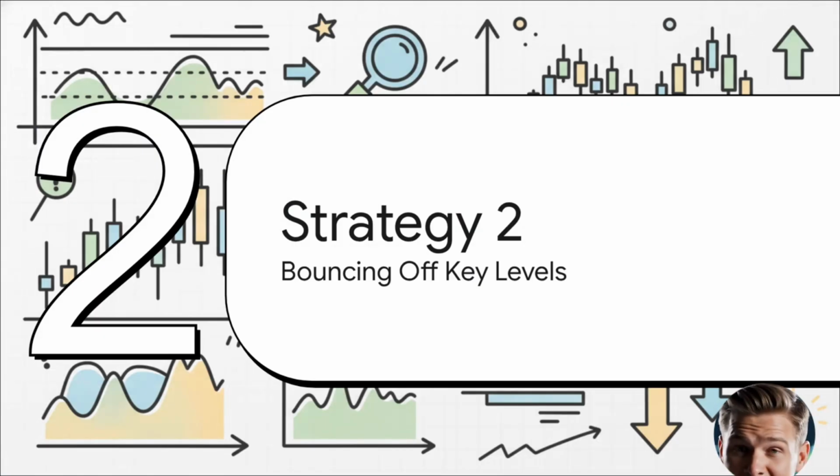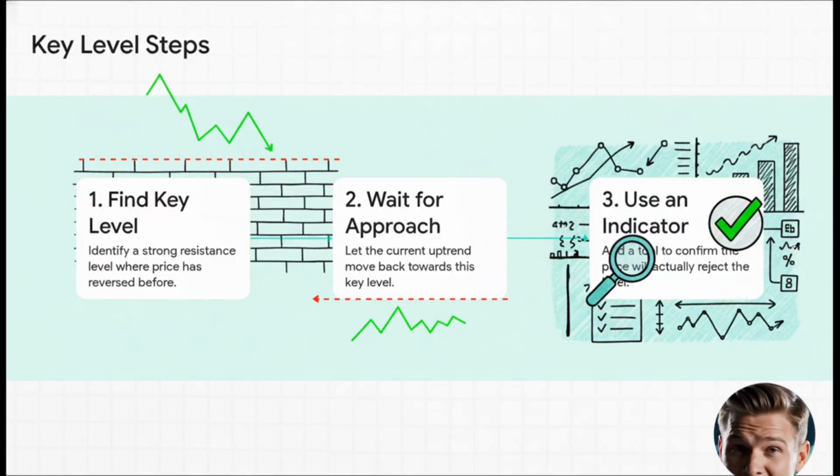This one is for those times when the price doesn't so much break through a level, but instead slams into a wall and bounces right off a historical point of resistance. The process here is just as disciplined. Step one, you have to become a bit of a market historian.